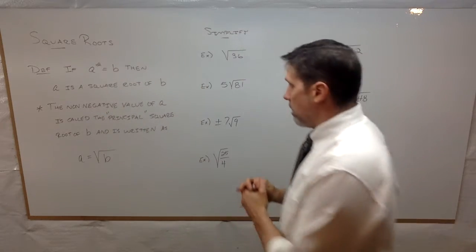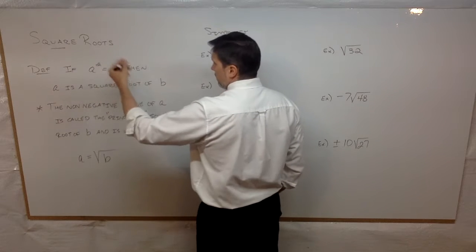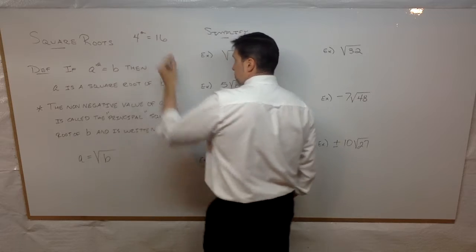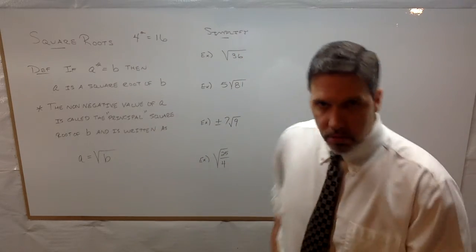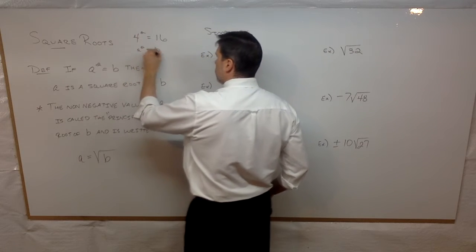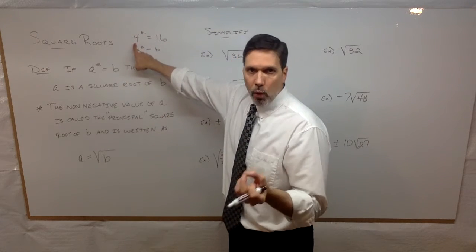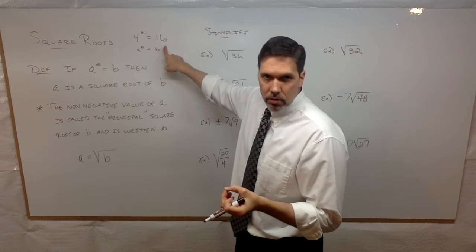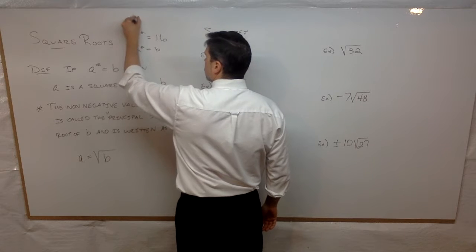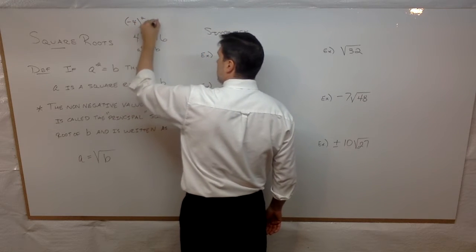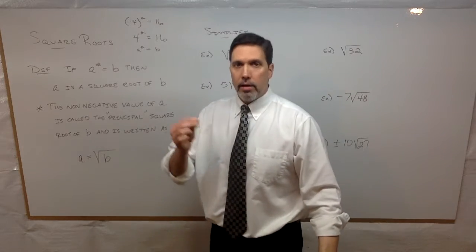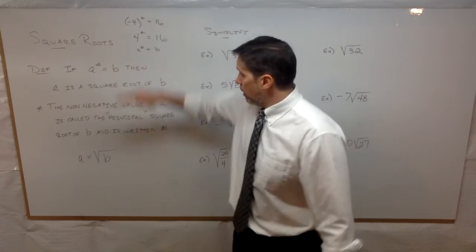Just to give you an example, we could say that 4 to the second equals 16. We all agree to that. So what we're saying is this concept, a squared equals b, we're saying then 4 is a square root of 16. But what you have to keep in mind is that it's also true that negative 4 to the second is also positive 16. So you could say negative 4 is also a square root of 16.